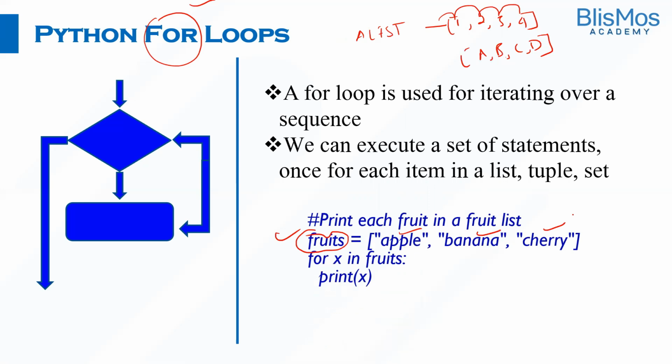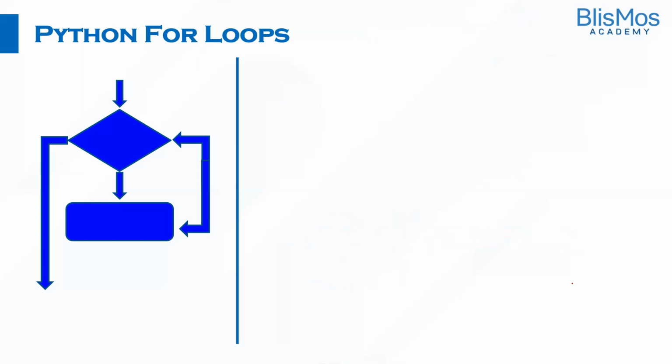If you want to print all of them, then we can use the for loop and provide a variable called x, provide the name of the list, and go on saying print. This will print apple, banana, and cherry. Let us try to understand this in a bit more detail.